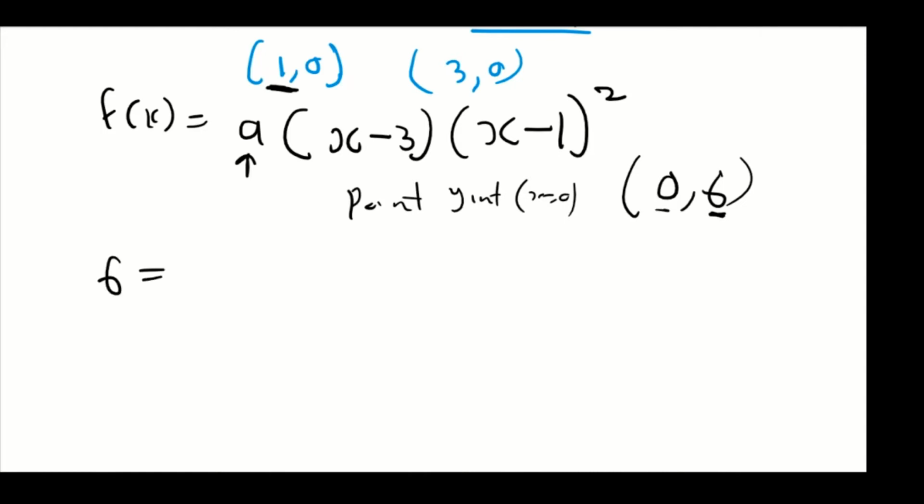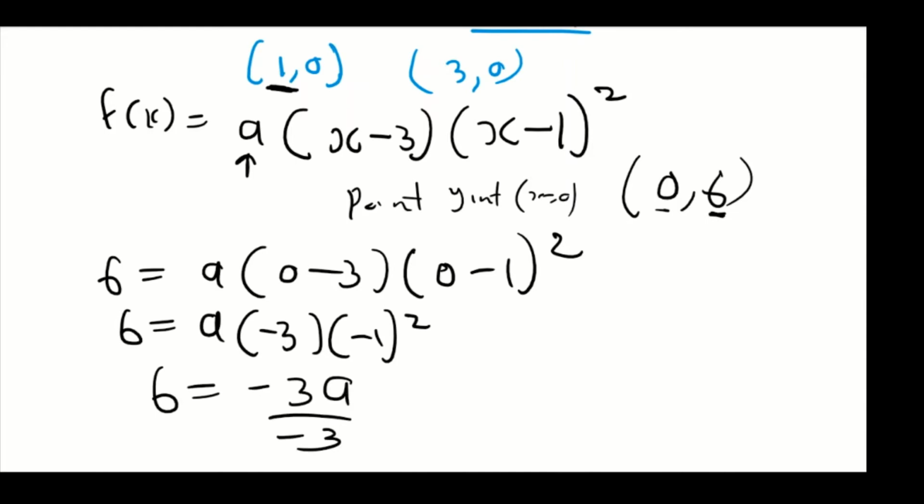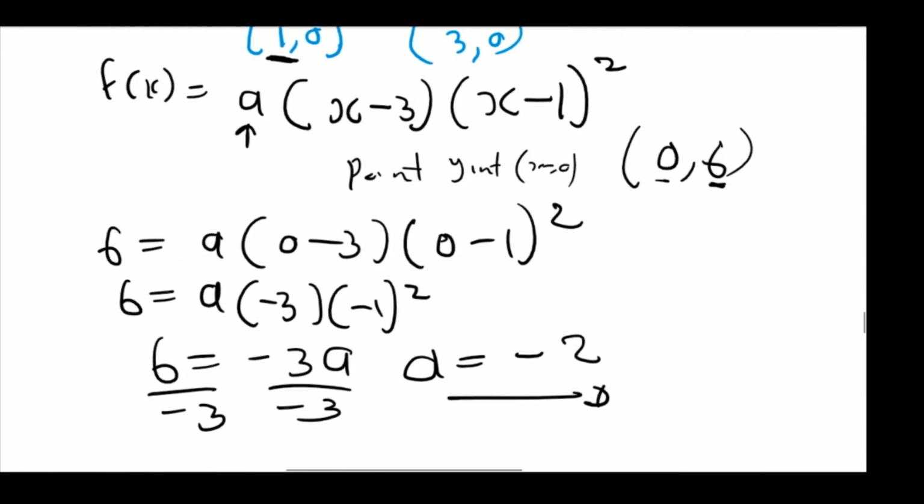So it's going to be 6 equals a into (0 minus 3), and then (0 minus 1) squared. So 6 equals a into minus 3 and minus 1 squared. So we have 6 equals minus 3a. Divide by minus 3 on both sides. Our a value is going to be equal to minus 2. Right? So we're going to substitute that a value here to find our equation.